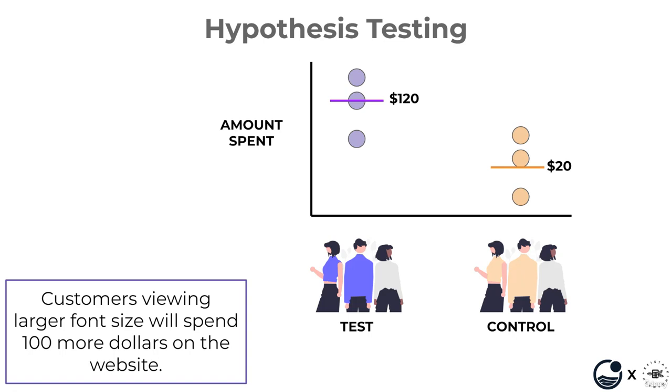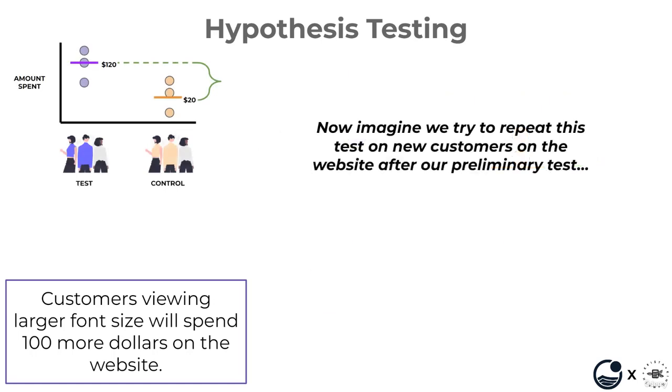So I come up from this preliminary testing with this very specific hypothesis that customers viewing the larger font size will spend $100 more on the website. And we'll see that this causes issues further down the line. But let's just get this idea of reject versus fail to reject, and then we'll build up to a null hypothesis, which is a lot broader and a lot easier to use. So again, there's $100 more on average spent, test versus control.